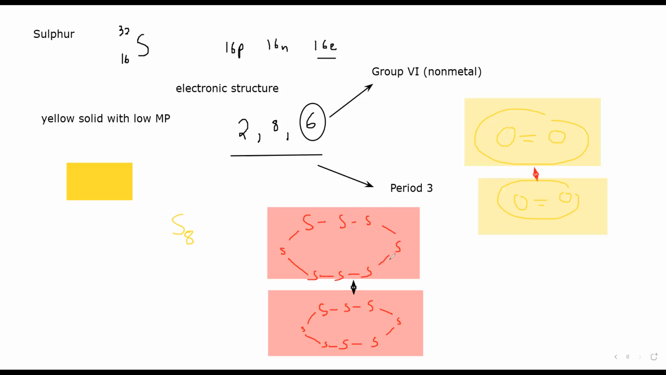And why are the intermolecular forces stronger? Because there are more atoms or more electrons. That's why it has a greater attraction. So which one do you think will have a high melting point? If we compare, this will have the high melting point. So sulfur has the higher melting point.